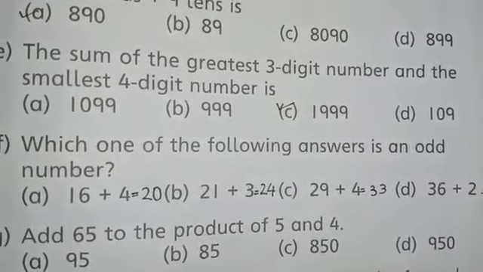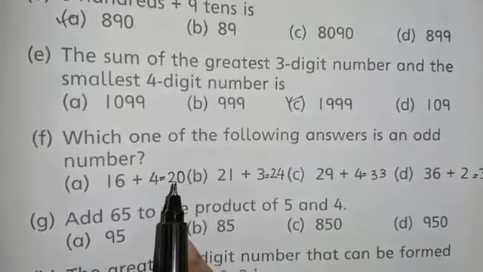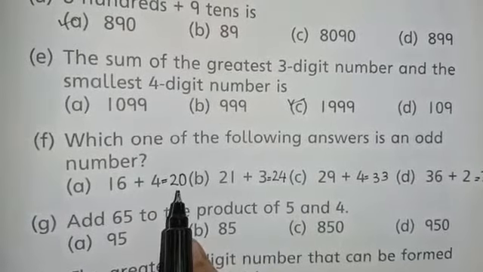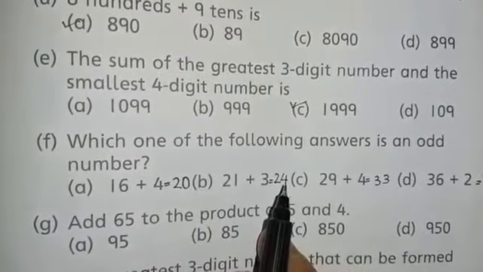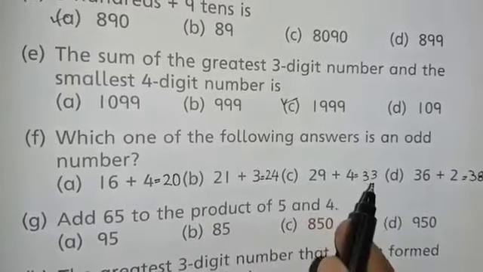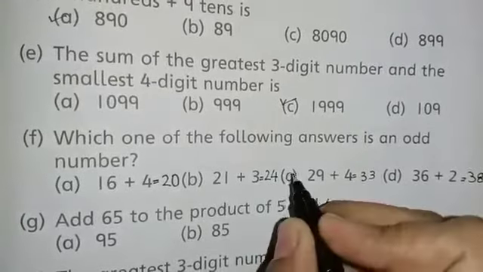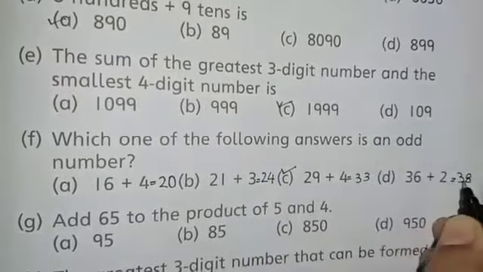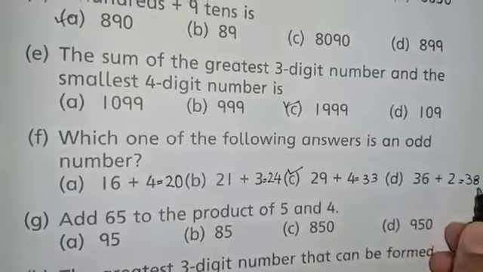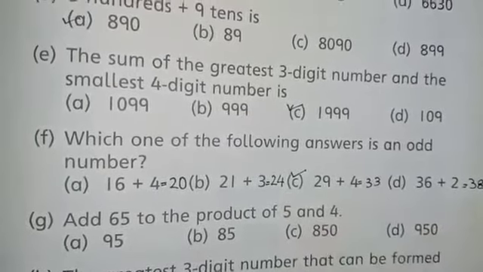Now which one of the following answers is an odd number? Look at this. Is 20 an odd number? No, it's an even number. 24, it's also an even number. 33, yes, it is an odd number. And 38, it's also an even number. So the answer is 33.